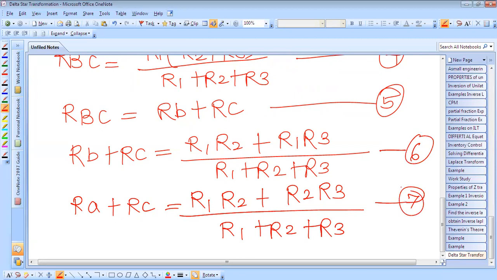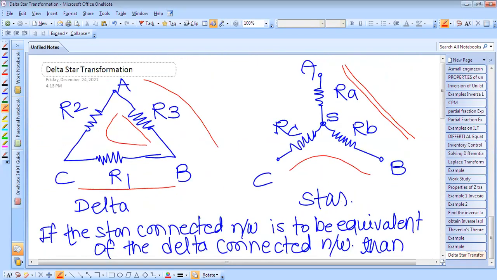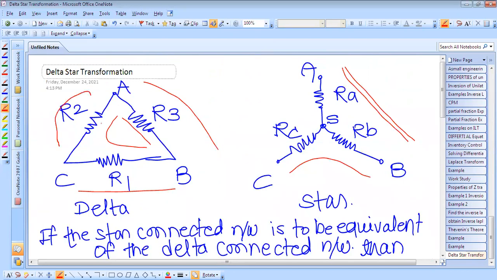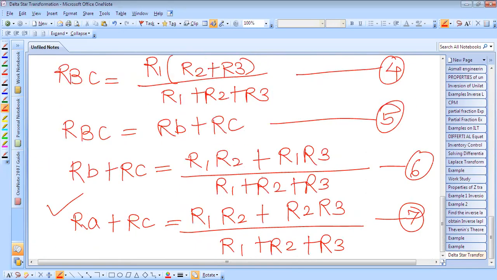Okay, the resistance between terminals A and C. I would directly write the resistance between the A and C terminals. So how many parallel paths are there? Two parallel paths. This one, and this is the second. So R2 into R1 plus R3, over R1 plus R2 plus R3. If you solve this, we'll get this equation.